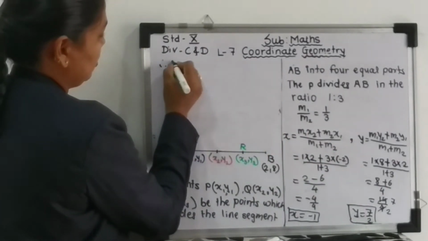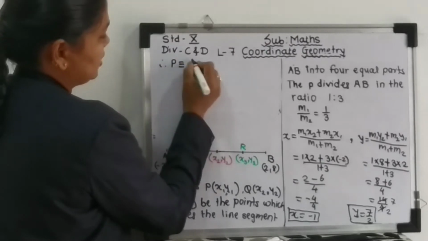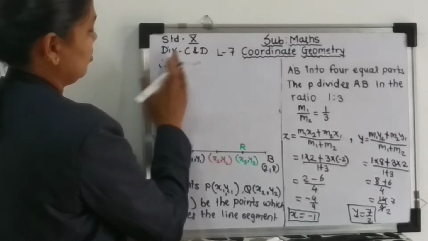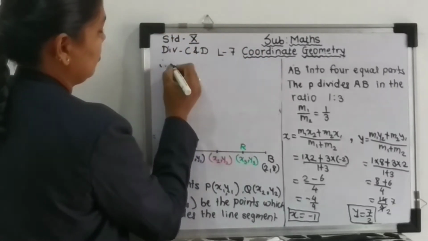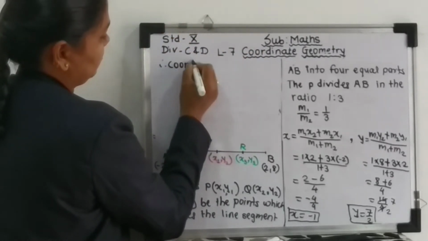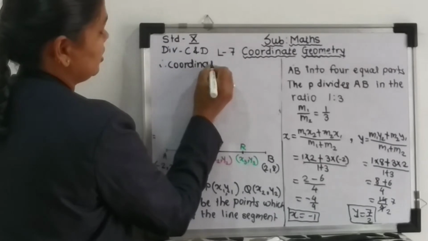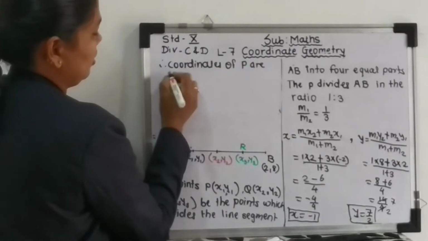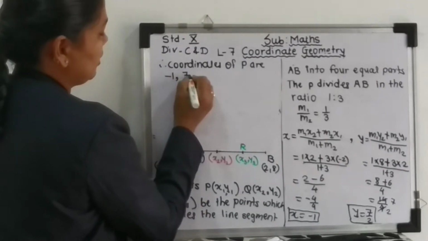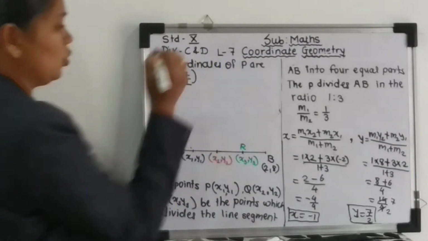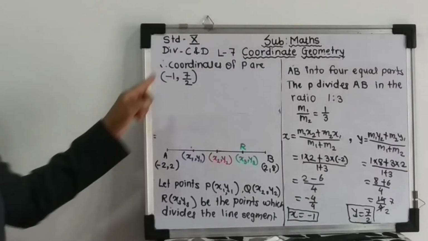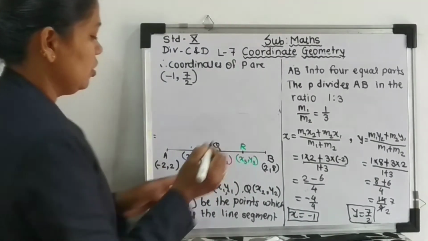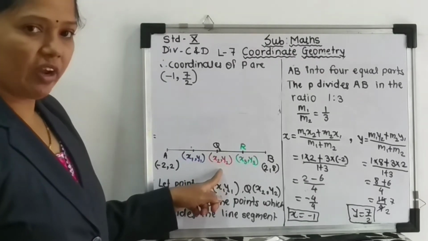Therefore, the coordinates of P are -1 and 7 upon 2. Got it? Similarly, we will find out the Q coordinate. This is Q, no? The Q coordinate we are going to find out.